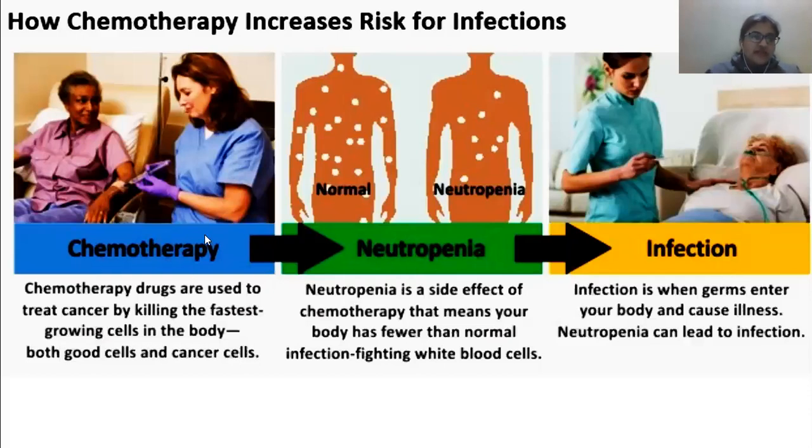So the thing is, whenever somebody receives chemotherapy, as a result, they develop neutropenia. So what is neutropenia? As you can see, in a normal human body, there are adequate amounts of neutrophil cells. But when a person suffers from neutropenia, that means that the amount of neutrophil cells decreases in quantity. As a result of decreased neutrophils, the person is more prone to infections, all right?